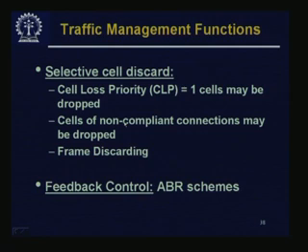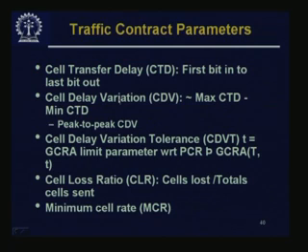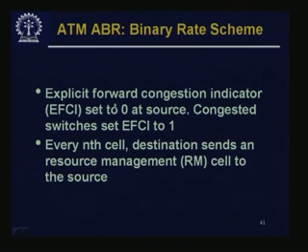And then there is feedback control, and one example of feedback control is an ABR scheme. We will just quickly look at a little bit of this. So, peak cell rate, I am not going into the details of these: cell transfer delay, cell delay variation tolerance, cell loss ratio, etc. These are the parameters. Explicit forward congestion indicator.